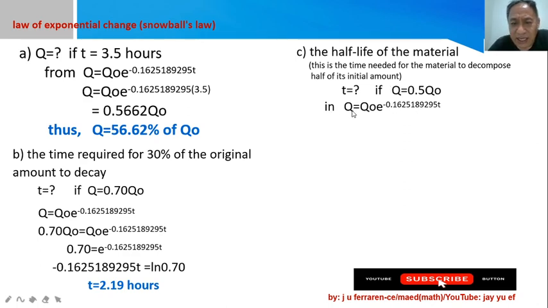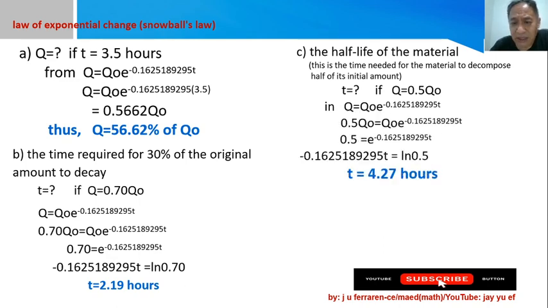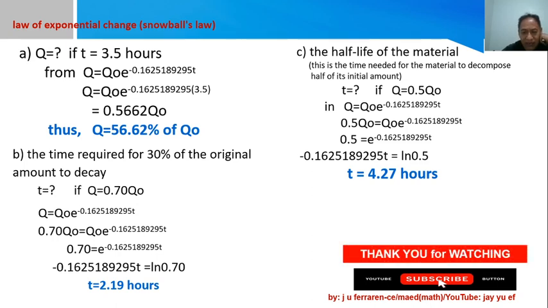So in the formula, I can have 0.5 of the Q sub O. The Q sub O is out. We have 0.5 and the exponential of negative K times T. Solving for T, there I have 4.27 hours as my answer.